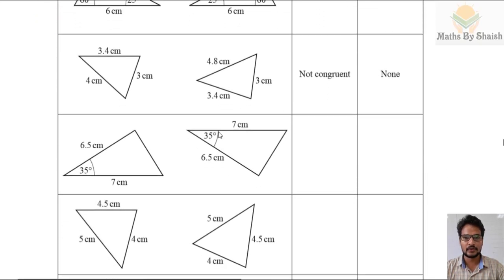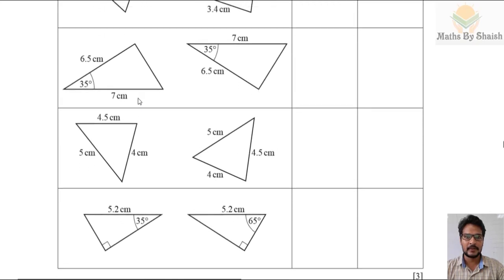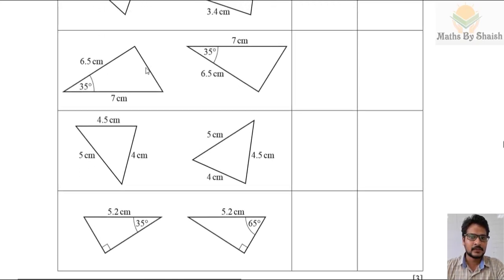Similarly in this one it is not congruent. We will check the third part. This is 6.5, 6.5, 35, 35, 7. So it's like a reflection, but we have side, angle, and then side. So it is congruent, and by the property side, angle, side. That is the rule.